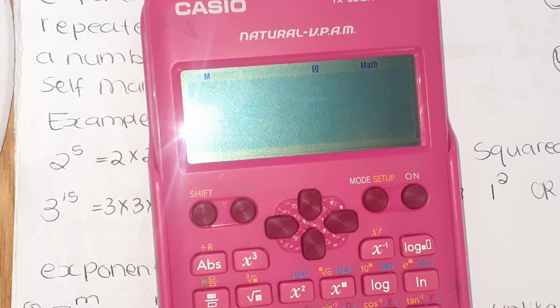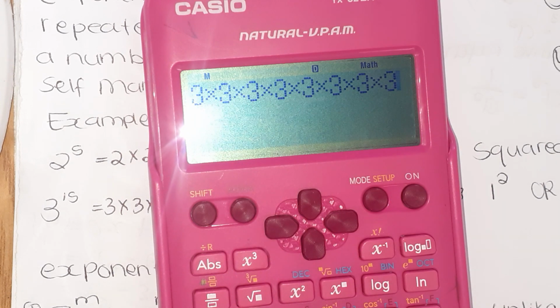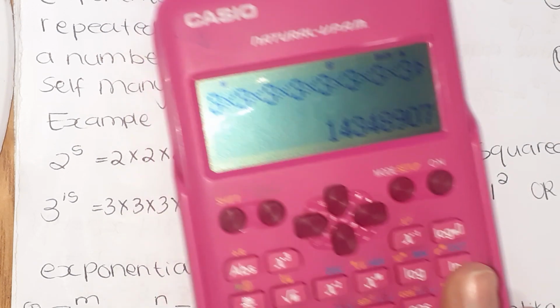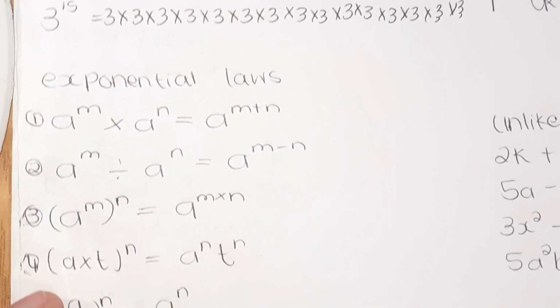So let's try it in the calculator. 3 times 3 times 3 times 3 times 3 times 3 times 3, counting 1, 2, 3, 4, 5, 6, 7, 8, 9, 10, 11, 12, 13, 14, 15. It's the same number. Oh, that is exhausting. I'm sweating. All right, now let's continue.